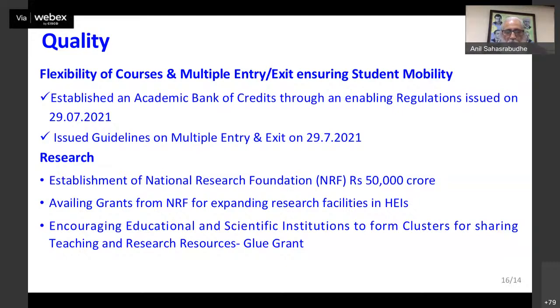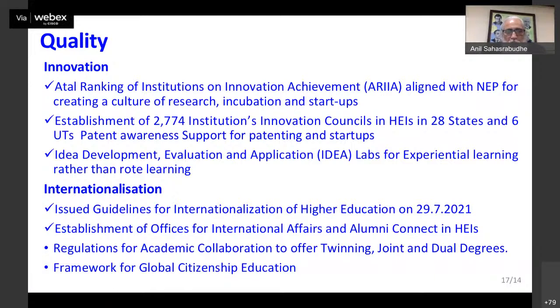There is also talk about glue grants and cluster grants. There are cities in India where there are multiple institutions of different domains: science, engineering, medicine, law, etc. How can we come together, form a cluster and get a glue grant? That's also going on. On innovation, we started the Atal Innovation Rankings 3 years back.